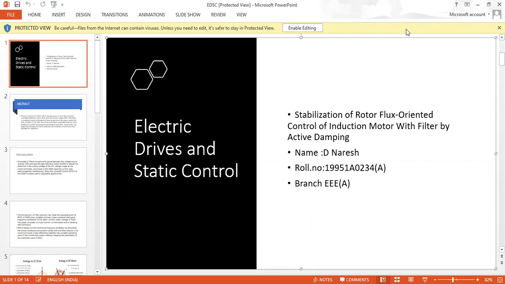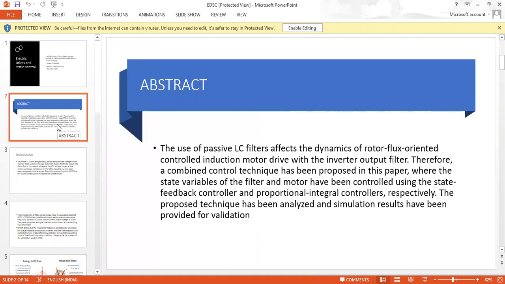Here, the subject is electric drives and static control. The topic regarding the subject is the stabilization of the rotor flux oriented control of induction motor with filter by active damping. At first, the abstract: the use of passive LC filters affects the dynamics of rotor flux oriented control induction motor, which is driven with the inverter output filter.